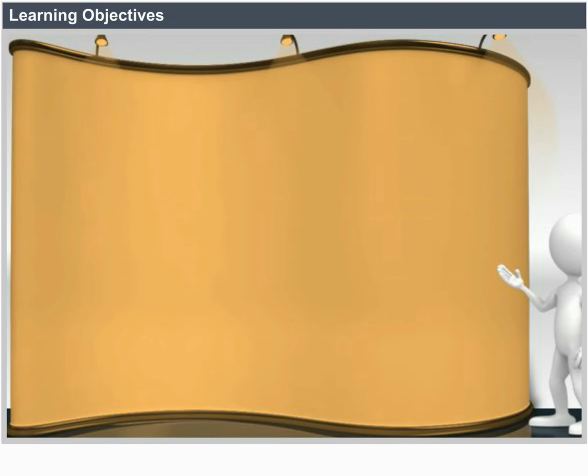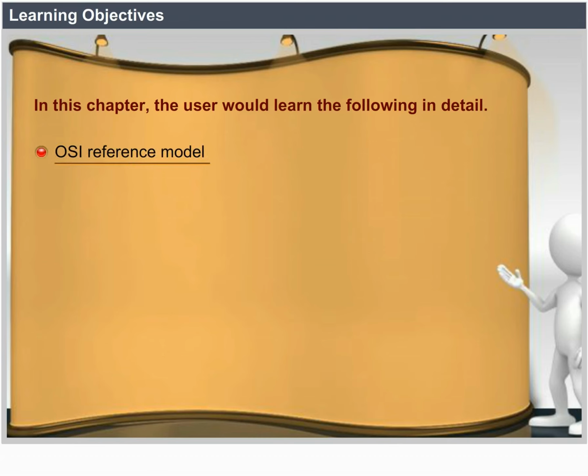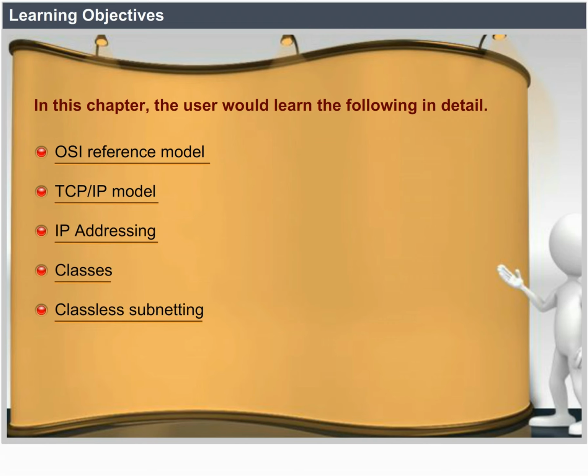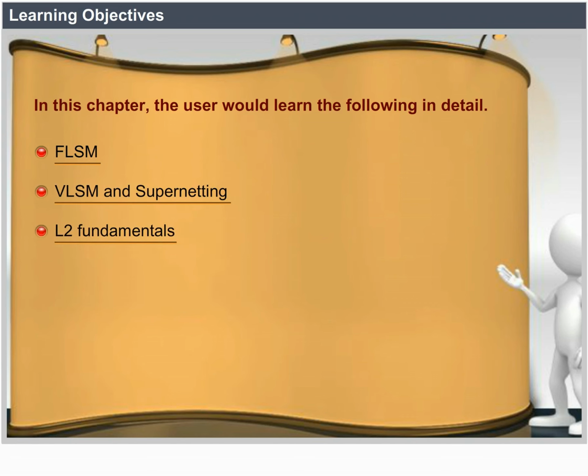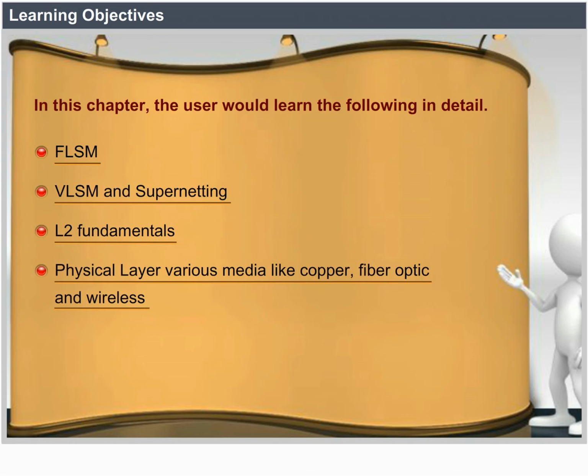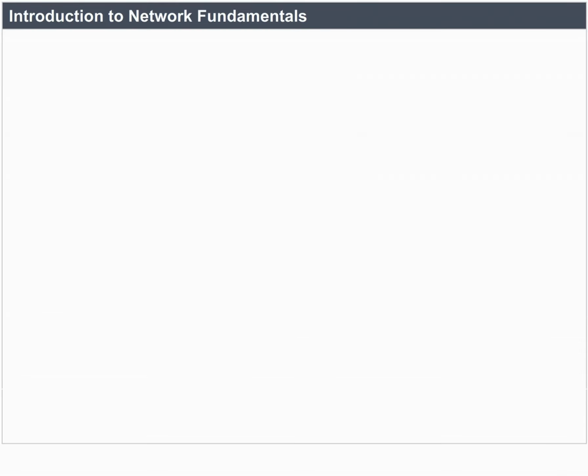Learning objectives. In this chapter, the user would learn the following in detail: OSI reference model, TCP/IP model, IP addressing, classes, classless subnetting, FLSM, VLSM and supernetting, L2 fundamentals, physical layer, various media like copper, fiber optic and wireless.